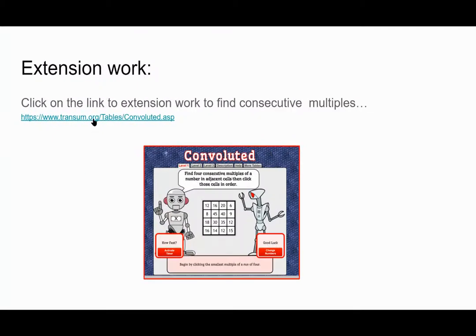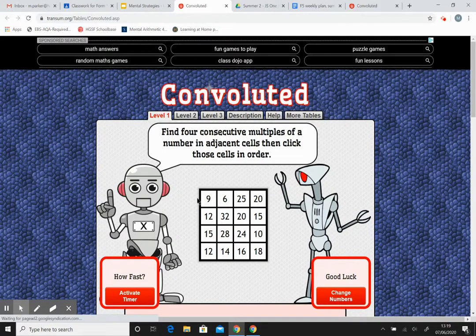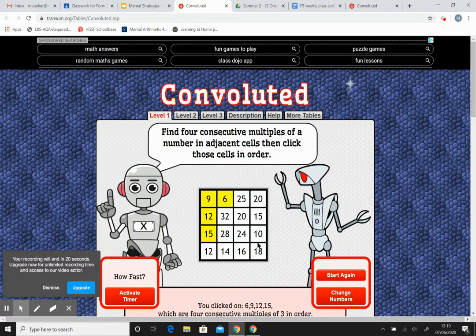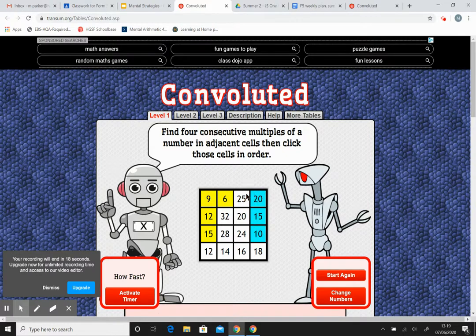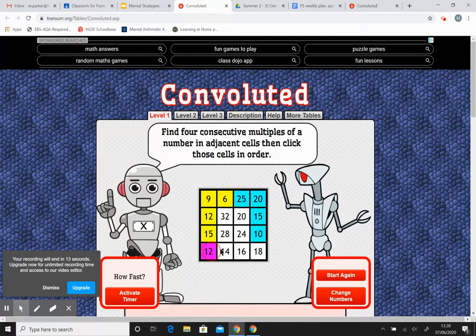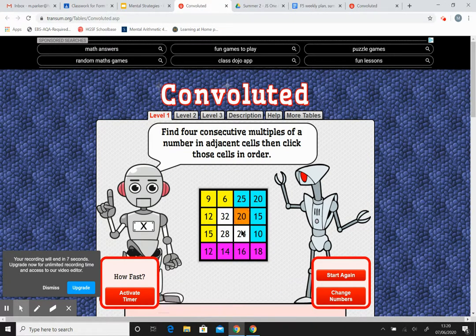Okay. Now, your extension work is this little thing here, which is, again, linked to Transum. It's trying to find consecutive multiples. So on here, if we've got these numbers in this grid here, I'm going to try and find 4 numbers in a row that are multiples of a number. So I know that 6, 9, 12, and 15 are multiples of 3. I know that, let's have a look, 10, 15, 20, and 25 are multiples of 5. And you need to get the grid all highlighted. 12, 18, 16, 18, that's fine. And 20, 24, 28, 32.